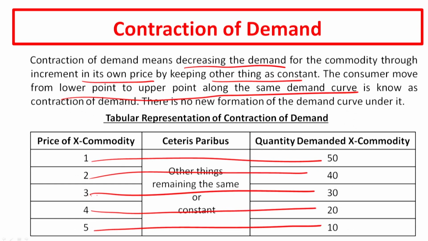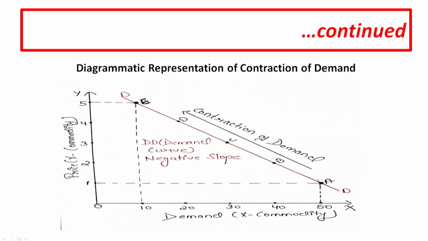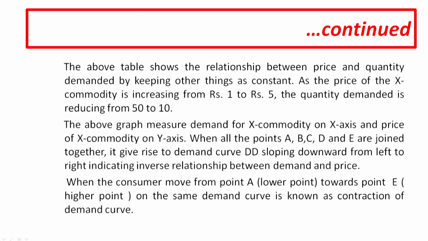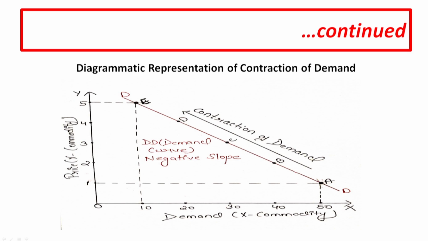And as per the table, you are able to see when the price is increasing, the quantity demanded is also decreasing. The above table shows the relation between the price and the quantity demanded by keeping other things constant. And as the price of X commodity is increasing from 1 rupee to 5 rupees, the quantity demanded is reducing from 50 to 10, as you are able to see in the diagram.